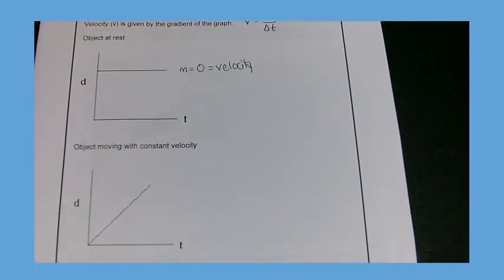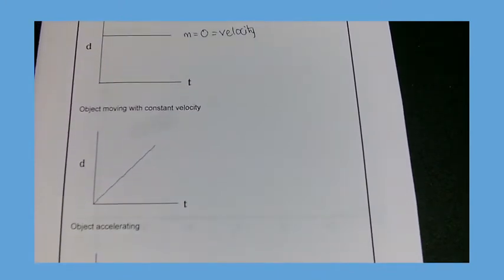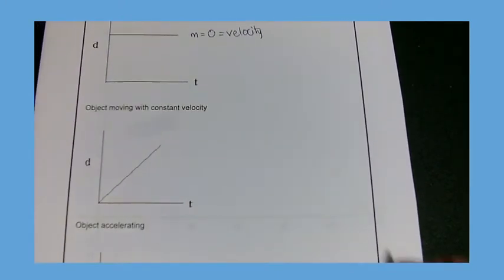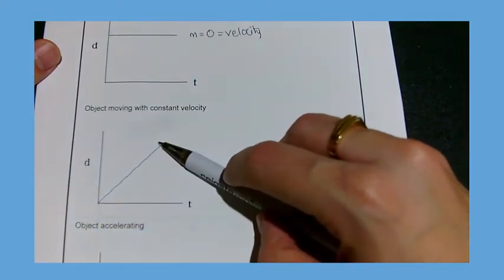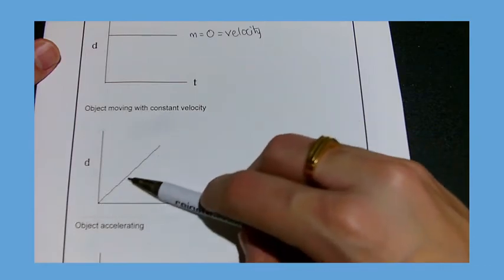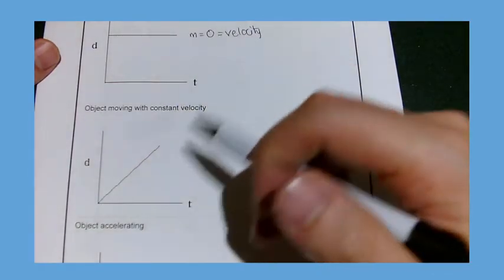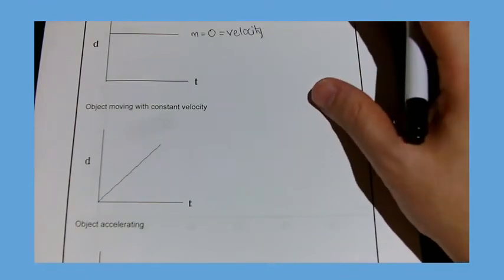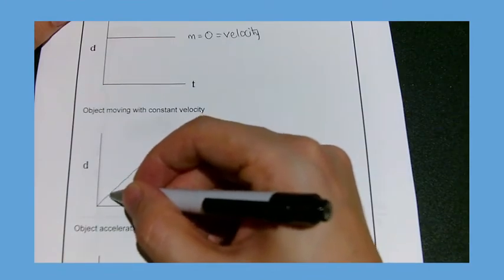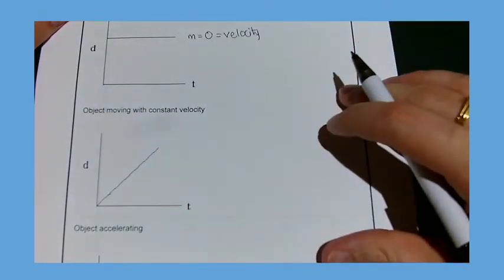Okay, what about an object moving at constant velocity? If we had a section of the graph which was a line which had a constant gradient, the same gradient all the way through, then in the context of a displacement time graph, we say the object is moving with constant velocity in this time period. As I said, this is only the situation if the gradient is the same all the way through.